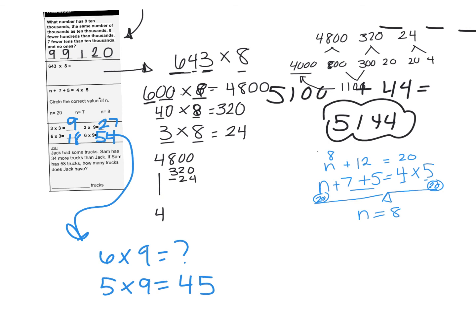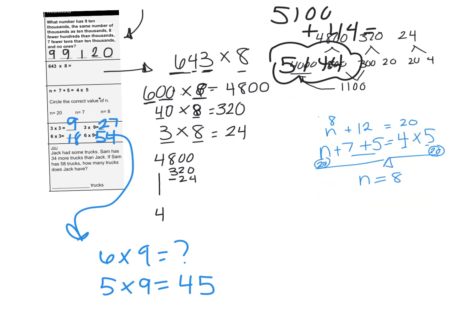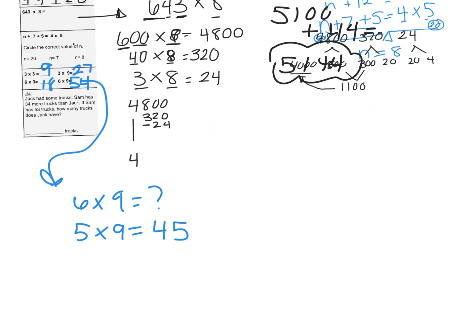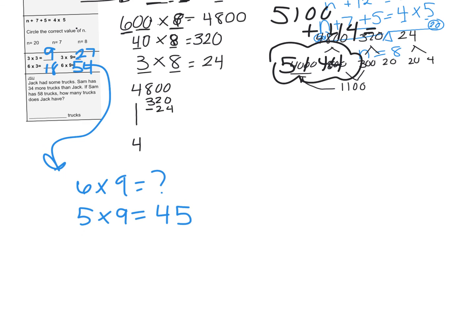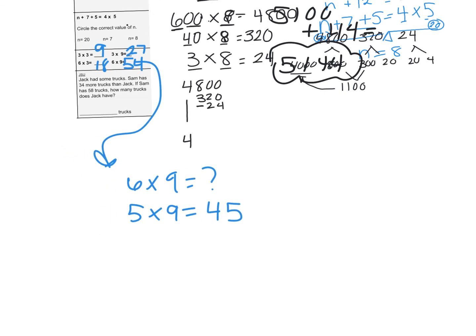So finally, we have our CGI question. So our CGI question has, let's get some of this out of the way here, so we have a little bit more space. All right, so Jack had some trucks. Jack had some trucks, and Sam has 34 more trucks than Jack. If Sam has 54 trucks, how many trucks does Jack have? So this is another one of those questions where we see the word more and we might think we just have to add, but we don't want to just focus on keywords. We want to focus on what's happening in the question.